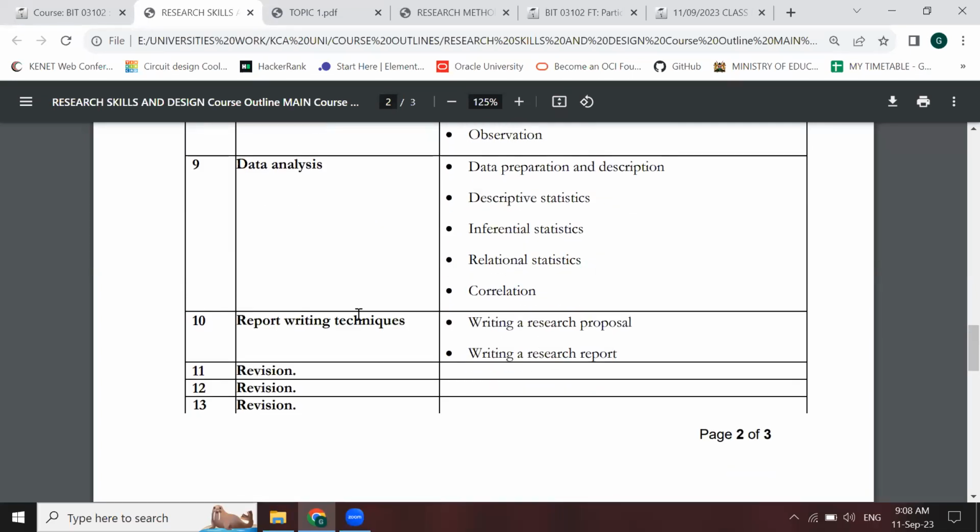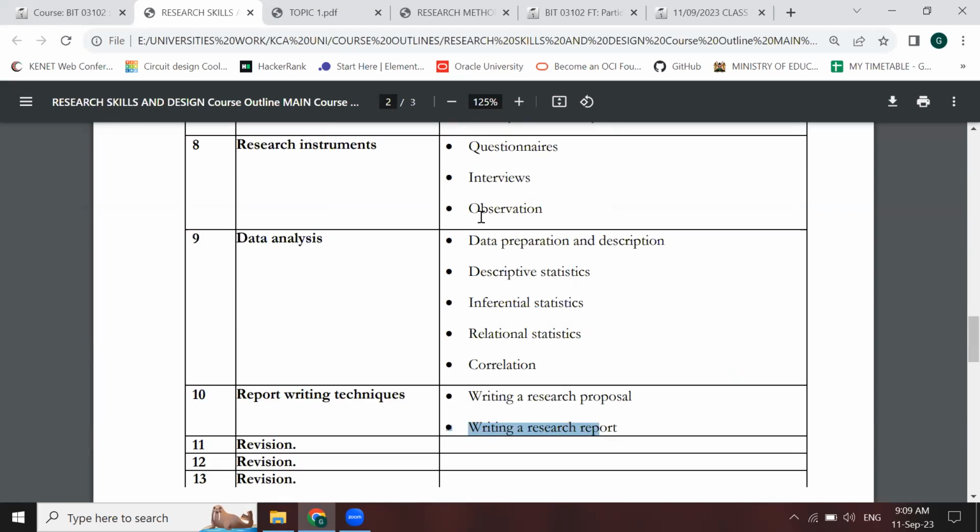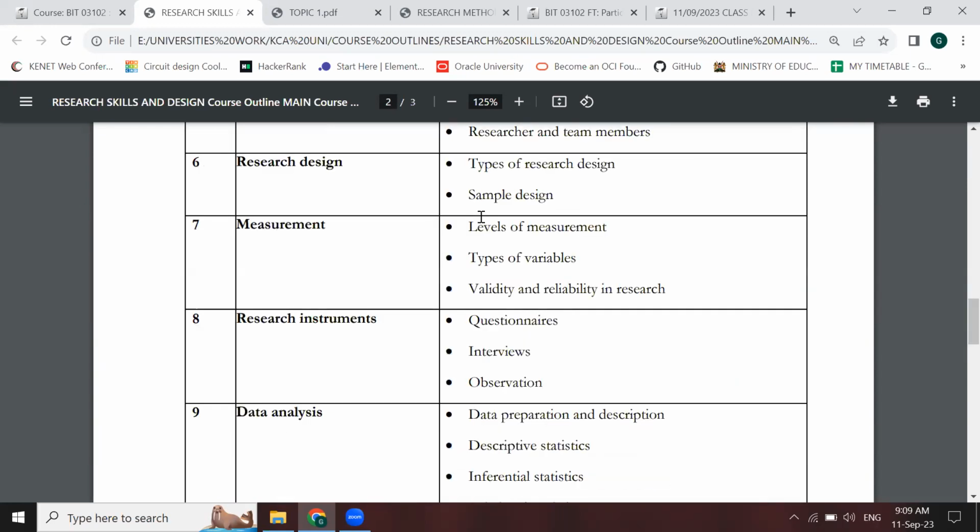Then lastly, I'll also have to take you through how to write a report, how to come up with a research proposal, and also how to come up with a final research report. Those are the key areas that we'll have to check together during this semester.